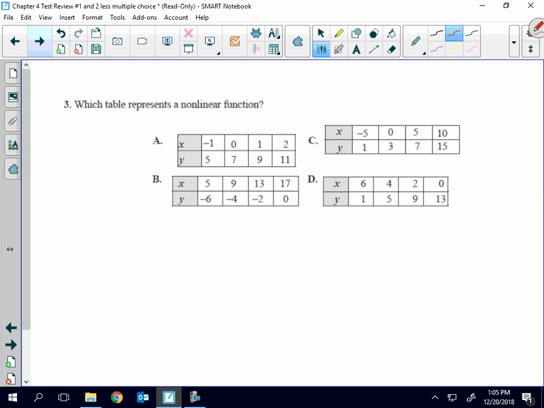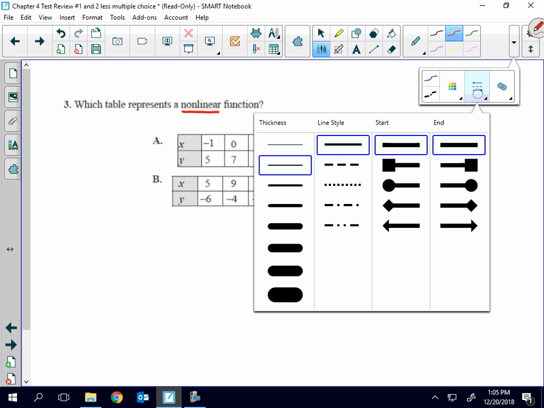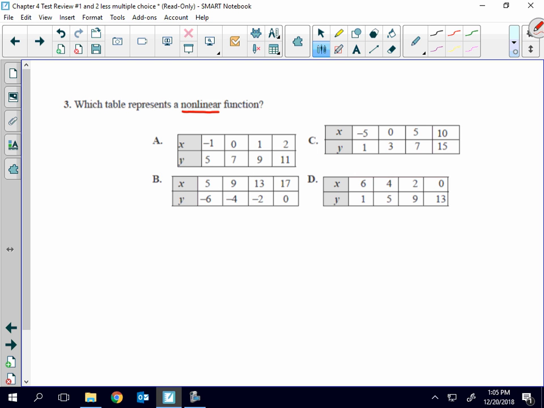Number 3, which table represents a non-linear function? So this time, we want something that doesn't have the same slope. If you remember on review number 1, we wanted to find a linear function, so we wanted to find the one that does have the same slope. This one, we want the one that doesn't.